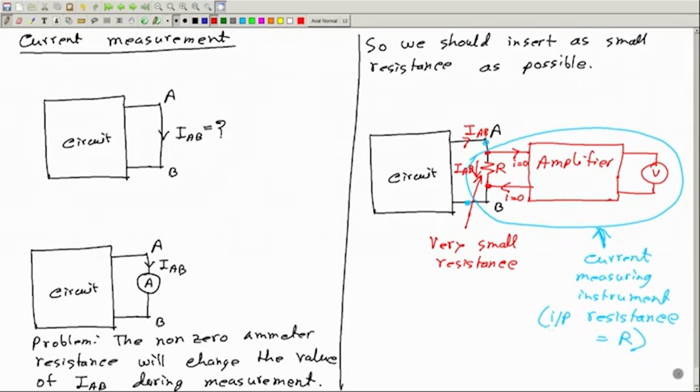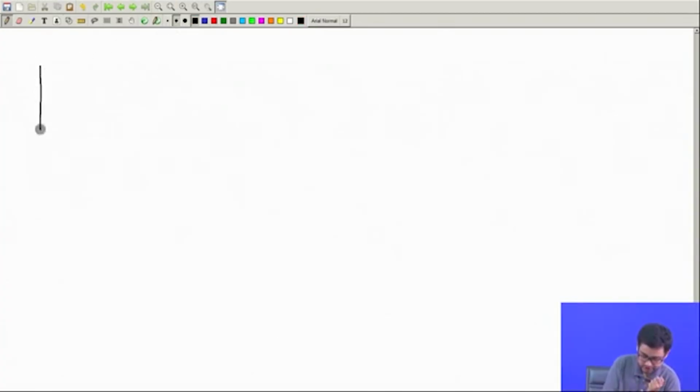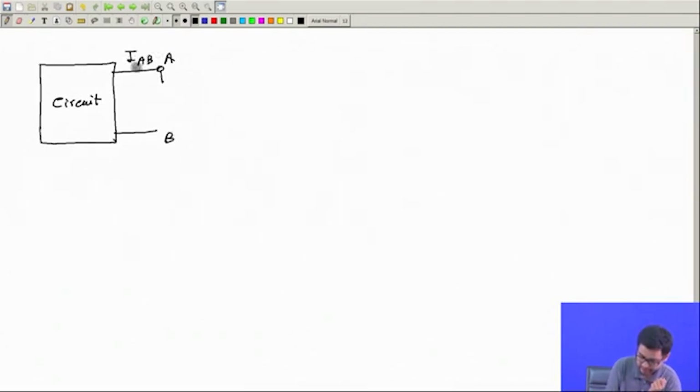So now let us draw maybe a circuit. So we shall draw an op-amp based circuit. This is the circuit that we want to measure or probe. So this current which flows through this branch AB, call it IAB. We want to measure the value of IAB. And here we have a small resistance inserted, call it R.